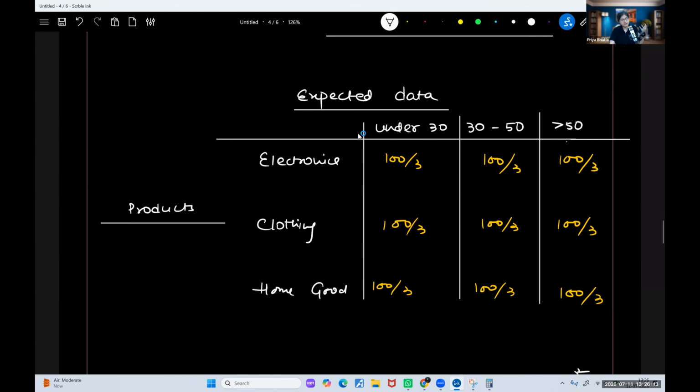अब काम वही रहेगा, फिर से मैं ऑब्जर्व्ड माइनस एक्सपेक्टेड स्क्वायर डिवाइड बाय एक्सपेक्टेड करूंगी, सबका एडिशन करूंगी, मेरे पास काई स्क्वायर वैल्यू आएगी. उसको मैं कंपेयर करूंगी डिग्री ऑफ फ्रीडम के साथ. डिग्री ऑफ फ्रीडम इस केस में क्या होगा? इट विल बी नंबर ऑफ रोज -1, आई हैव 3 रोज -1 = 2. नंबर ऑफ कॉलम्स -1, 3 -1 = 2. 2 into 2 is 4. तो इस तरीके से मैं उसे इवेल्युएट कर लूंगी.